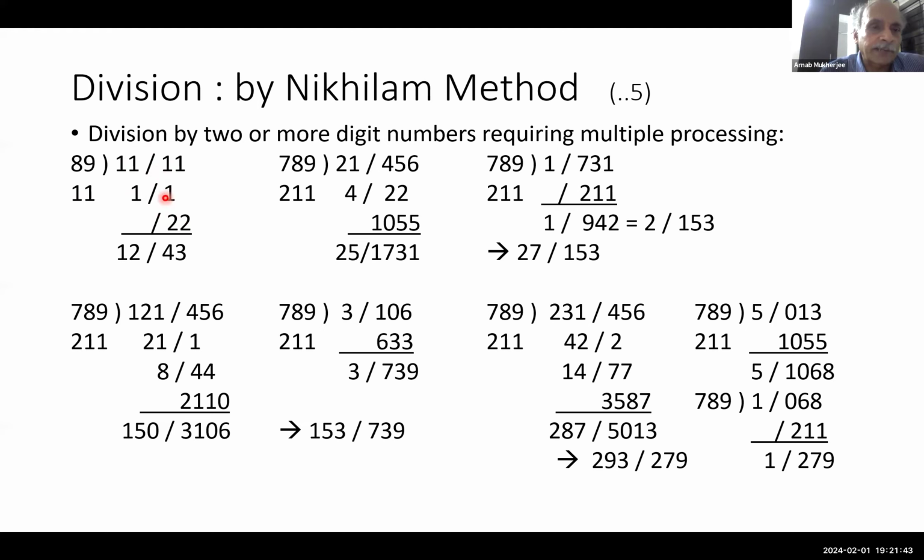Actually, I am writing 1, but there is an invisible 0 here. So that way 1 plus 2 is 3. It is not 11 plus 1 plus 22; it is 11 plus 10 plus 20. It becomes 43. You do straight away 1 plus 2 is 3, 1 plus 1 plus 2 is 4, and here 1 plus 1 is 2, and 1. So 12 becomes my quotient and 43 becomes my remainder.